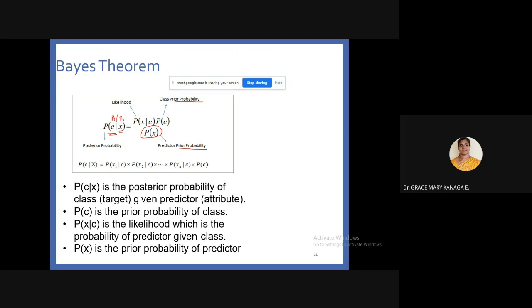So P of C given X is the posterior probability of class, that is the target, given the predictor, that is the attribute. And P of C is the prior probability of class. P of X given C is the likelihood, which is the probability of the predictor given the class. And what is P of X? That is the prior probability of predictor. Got it?